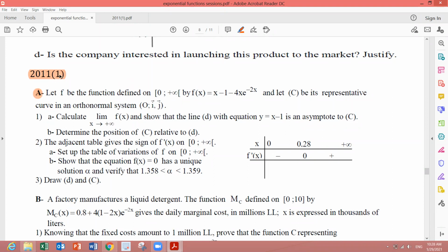So 2011, the first chance. We have a function f defined on 0 plus infinity by f(x) equals x minus 1 minus 4x e power minus 2x. We call C its curve in an orthonormal system. Calculate the limit as x tends to plus infinity of f(x).